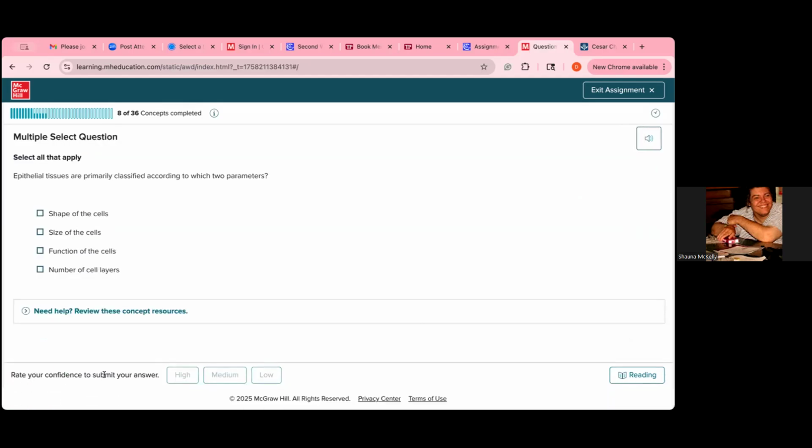Epithelial cells are primarily classified according to which two parameters?